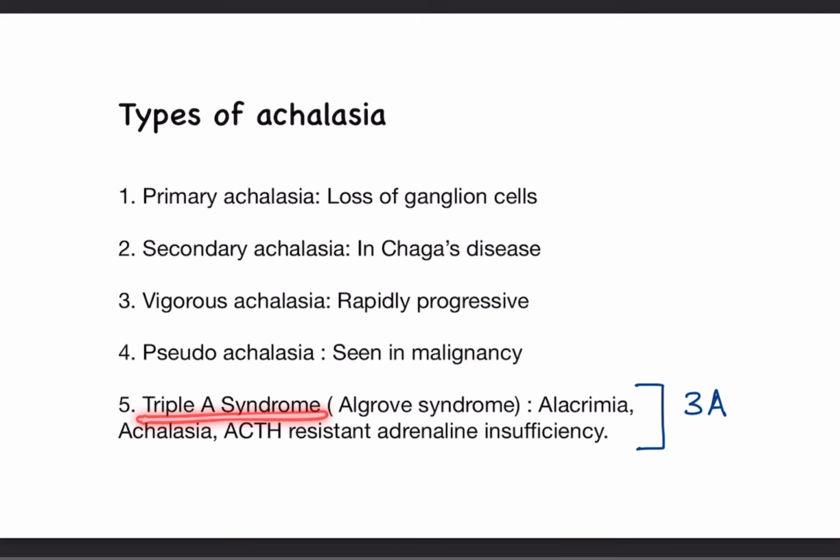Another is type A syndrome, which is also known as Allgrove syndrome, in which you have to remember 3A: alacrimia, achalasia, and ACTH resistance, adrenal insufficiency.